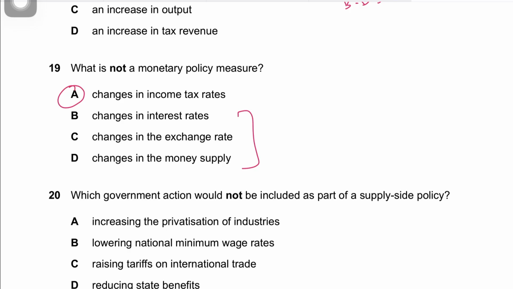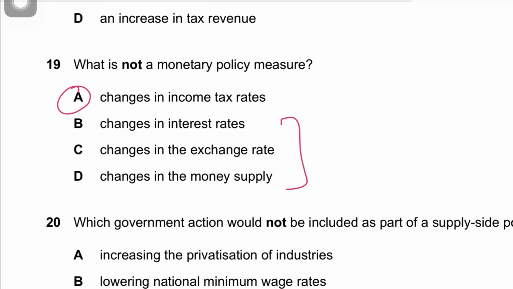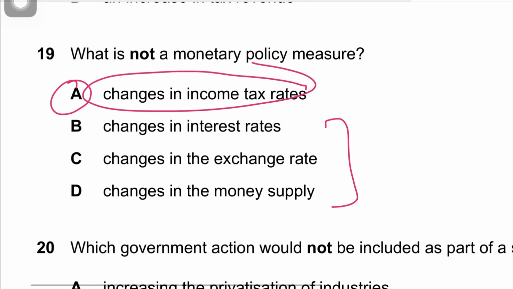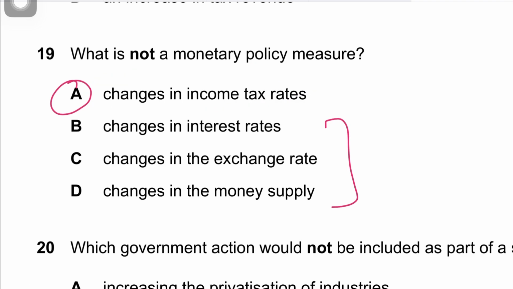And the reason why exchange rate management is sometimes classified as monetary policy is because exchange rate is actually a policy tool that the central bank uses. And since monetary policy falls under the domain of the central bank, therefore exchange rate management is considered a monetary policy as well by a lot of economists. Got it? So changes in income tax, and this is actually a fiscal policy, changes in income tax rates.